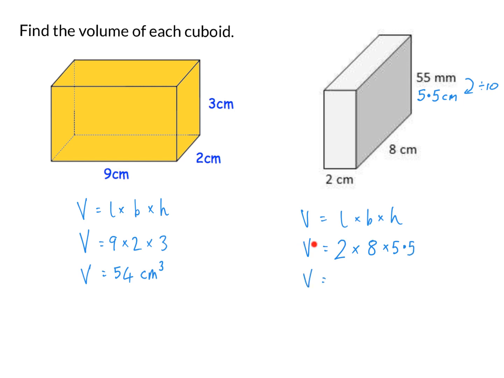Again, carefully consider your numbers. What is the easiest way to multiply these? I'm looking at this 0.5 here, and I know if I double a half, it's going to make 1 whole. 2 lots of 5.5 are going to give me 11. 11 times 8 will give me 88 cubic centimetres.